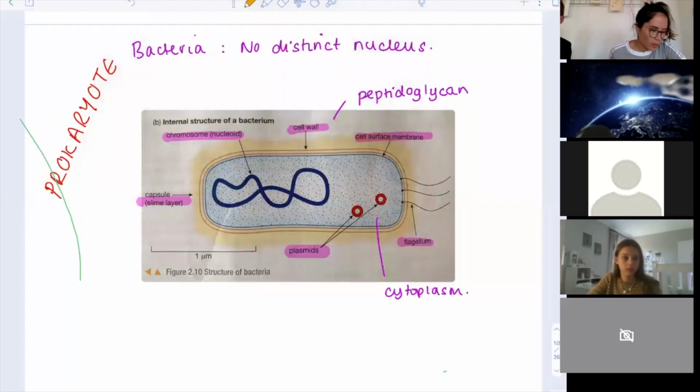Now we're just going to add a few extra details. Are they multicellular or unicellular? Well, they are made up of one cell, so they are unicellular.